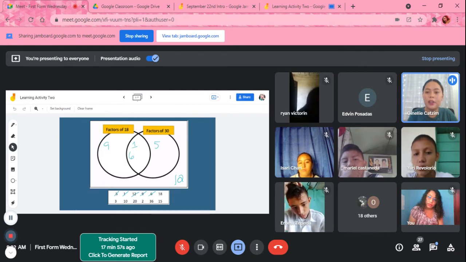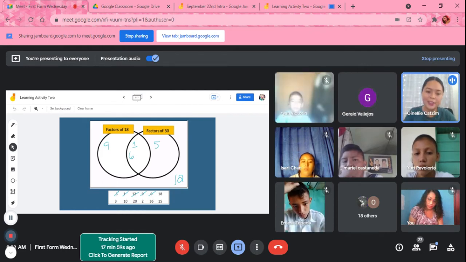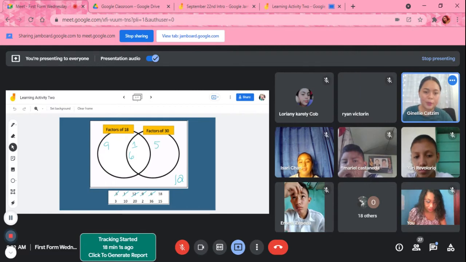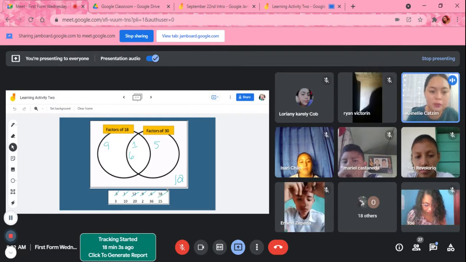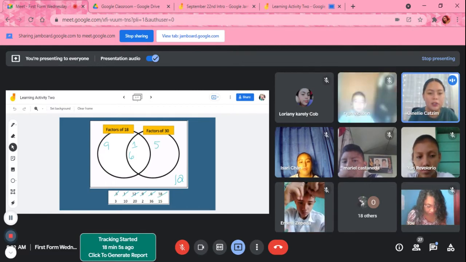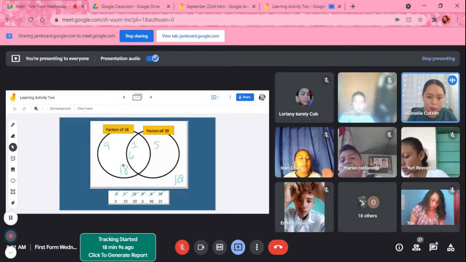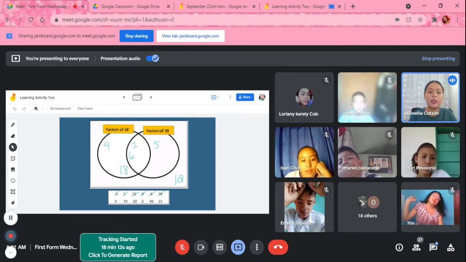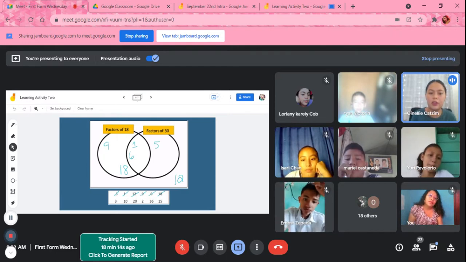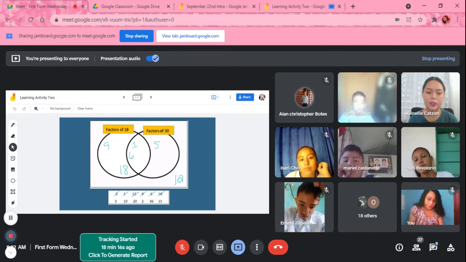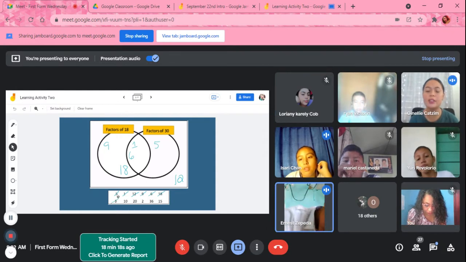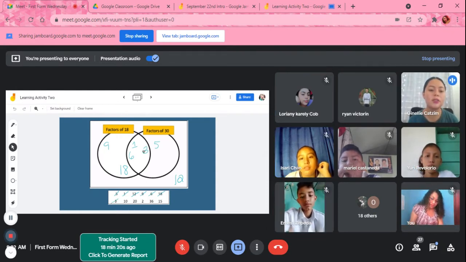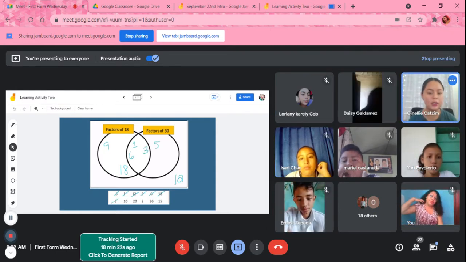Is 18 a factor of 18? Of course, yes, right? So it's not a factor of 30, so we just place it under the factors of 18. Now we have 3. Is 3 a factor of 18 and 30 or just a factor of one? Both, miss. Very good. So we place that in the center.